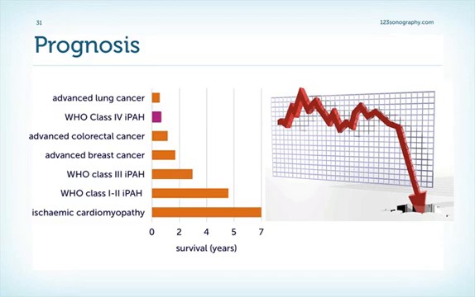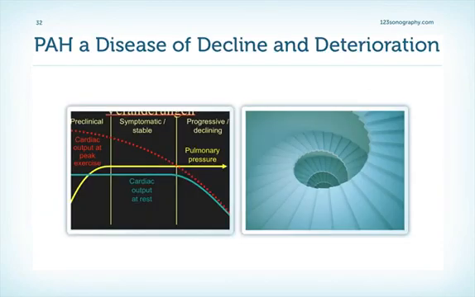And have a look at the diagram on the left side. Patients in WHO class 4 have almost the same prognosis like patients with advanced lung cancer. And that's pretty shocking. So what we have to do is identify those patients at an early stable phase to prevent this rapid decline and deterioration. But how can we do that?